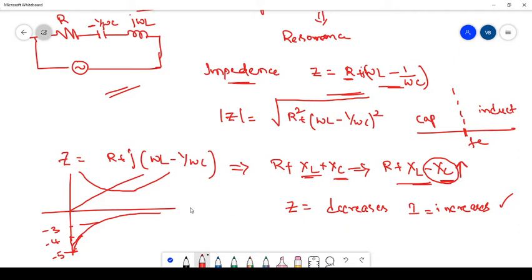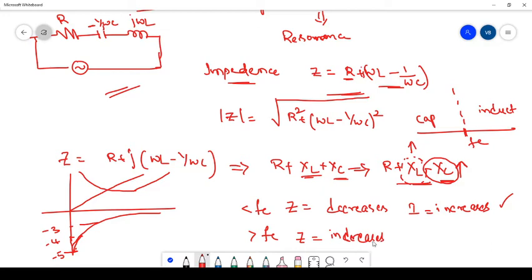Whenever the frequency is greater than Fc, what about the impedance of this particular circuit? The XL value will increase here. XL has a positive sign, so the XL value increases. Then what about the impedance? The impedance also increases here.